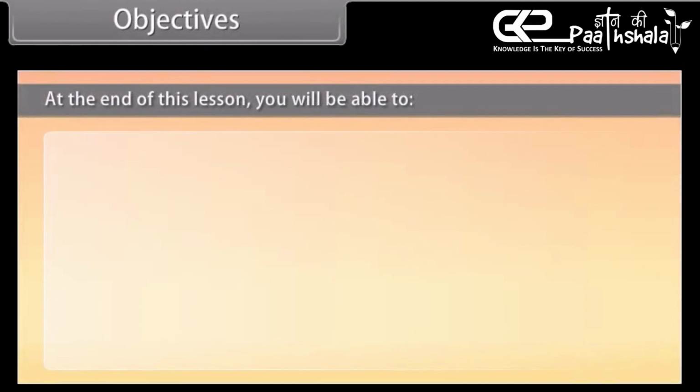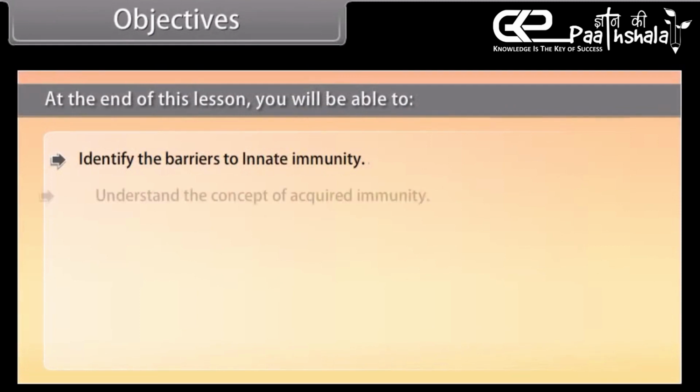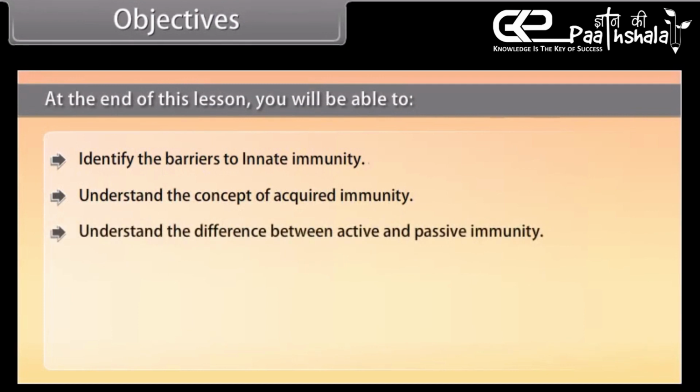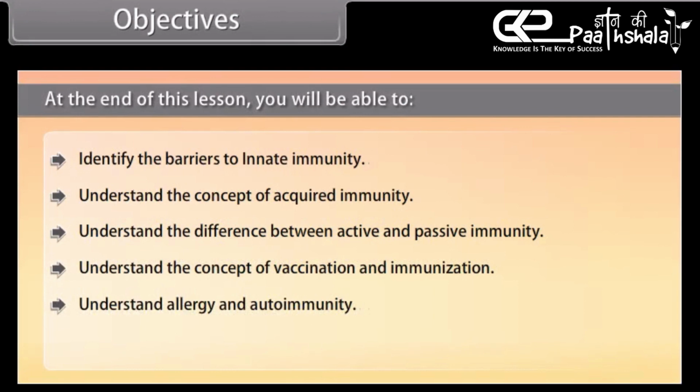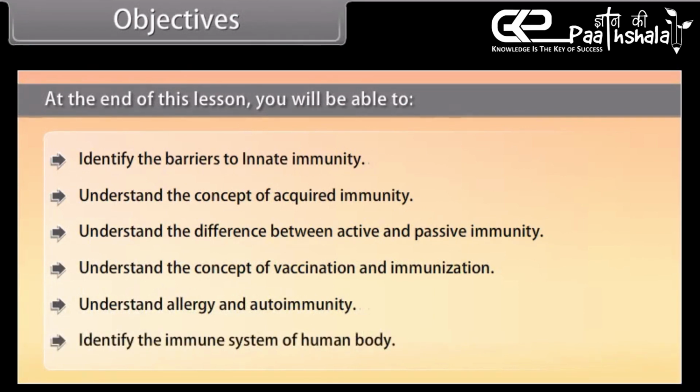At the end of this lesson, you'll be able to identify the barriers to innate immunity, understand the concept of acquired immunity, understand the difference between active and passive immunity, understand the concept of vaccination and immunization, understand allergy and autoimmunity, identify the immune system of human body.